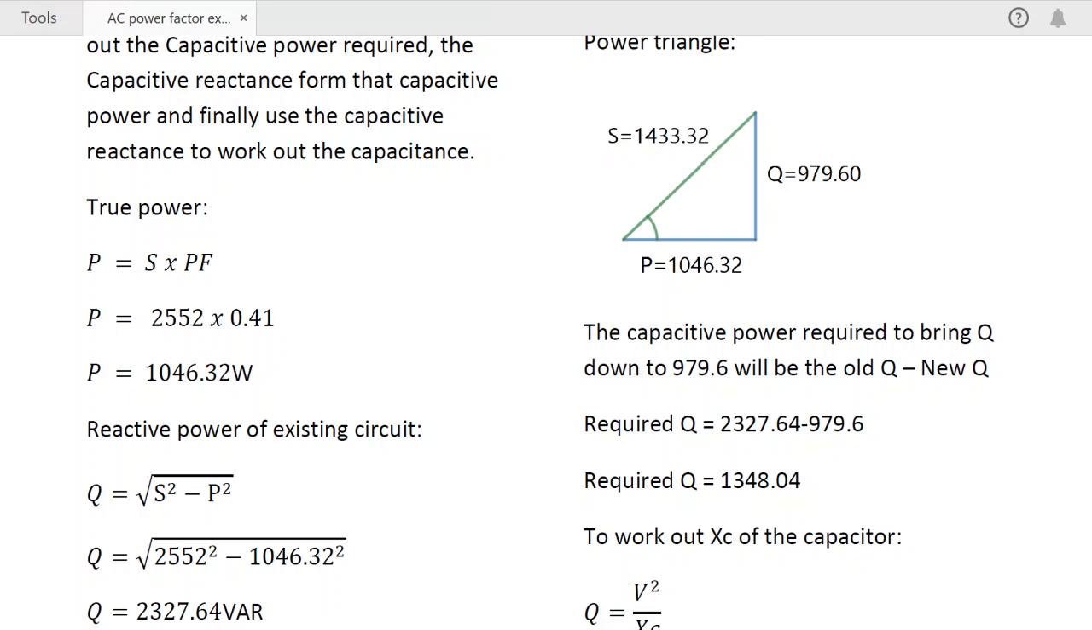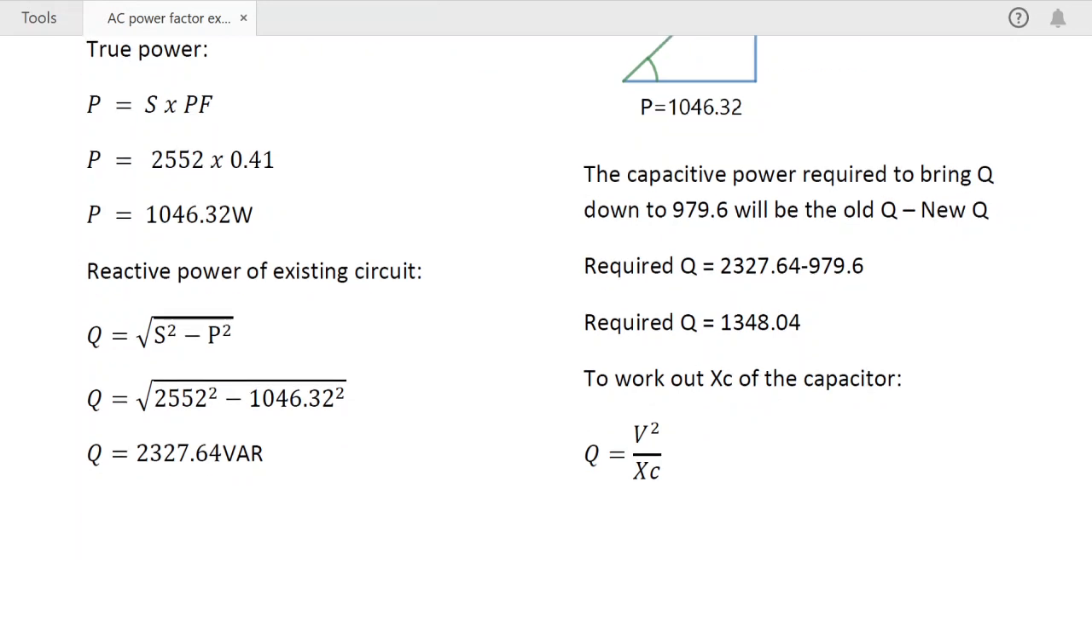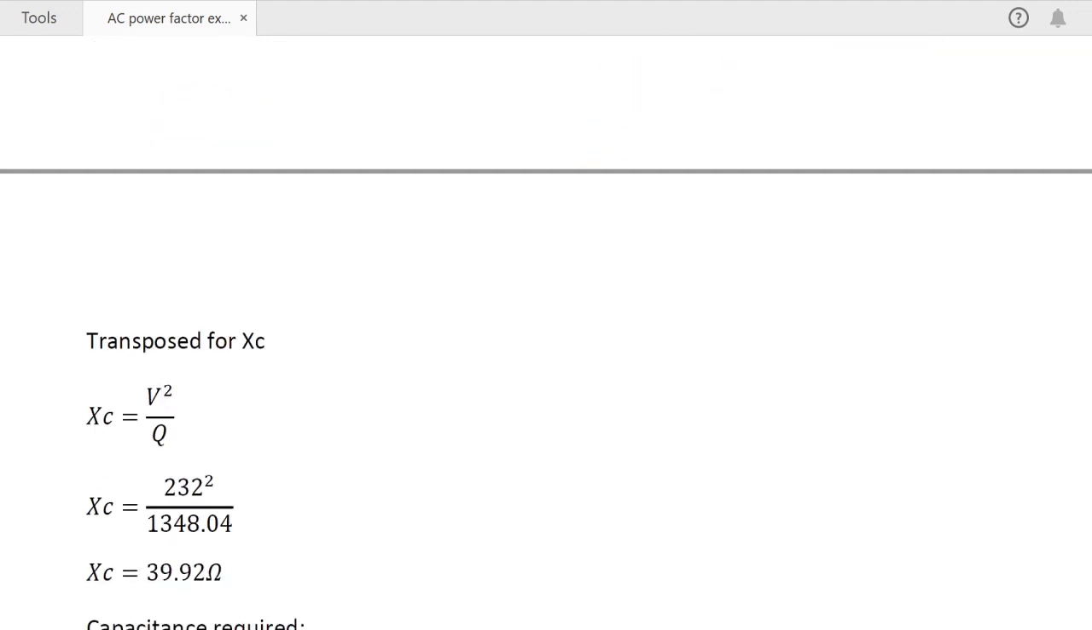So if the old Q was 2,327.64, that was our original calculation, and then my new Q needs to be 979.6. That means that minus that equals a capacitor of 1,348.04 VAR. That's what I need out of my capacitor to bring my Q down to this value here. So then we're going to work out the QC of that capacitor, a capacitor that's 1,348 VAR. Q equals V squared over XC.